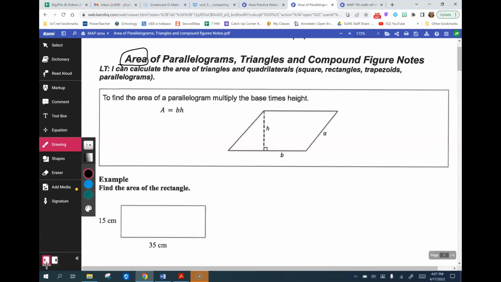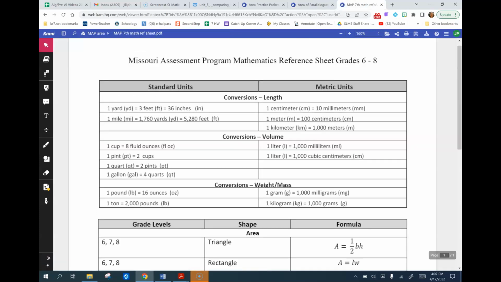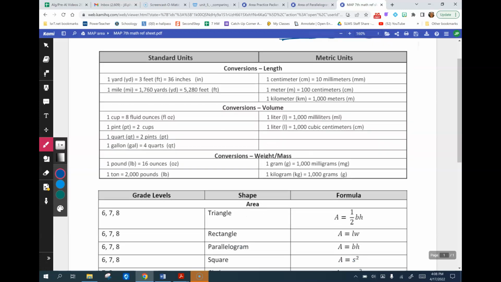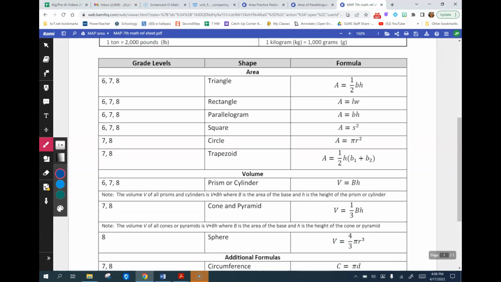So we're going to be doing notes on this page right here, but first I want you to take out a piece of paper that looks like this. It's called the Missouri Assessment Program and this is a reference sheet, and this is for grades 6 through 8. Now the reason this page is important is because you will get a blank one of these. You will get one of these when you take the test. You get to have it and use it, but it's not useful unless you know what's going on.